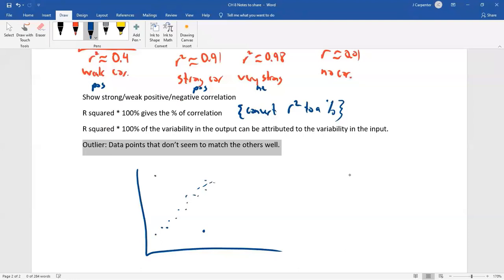Maybe these points right here fit the mold really, really well, no matter what we're talking about. But this point right here and this point right here, they just seem to be out in left field and la la land doing their own thing. Those would be outliers. They don't fit the mold. A lot of the times when people do studies, they'll completely exclude outliers.